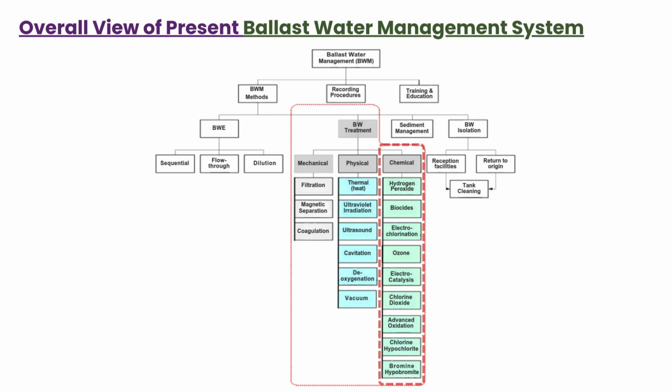Basically, what we are talking about right now are the theoretical processes by which it is done. Among them are hydrogen peroxide, biocides, electrochlorination, ozone, electrocatalyst, chlorine dioxide, advanced oxidation, chlorine hypochlorite, and bromine hypobromite. We will discuss one after another in this video, and let us look further.